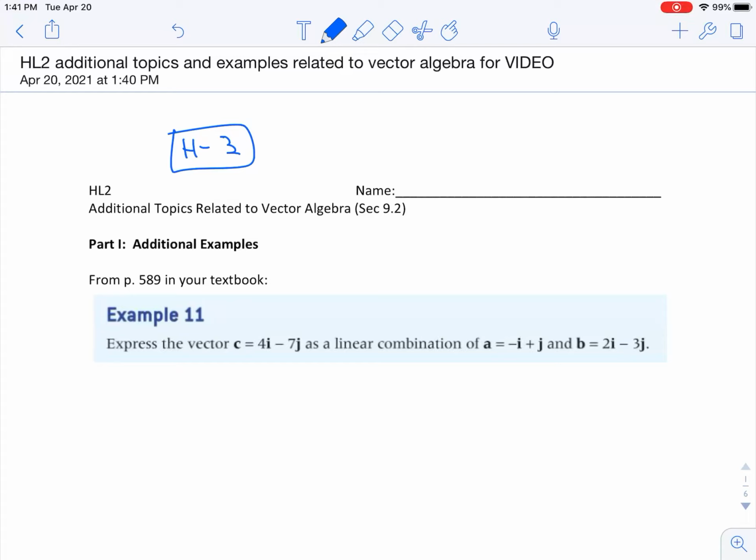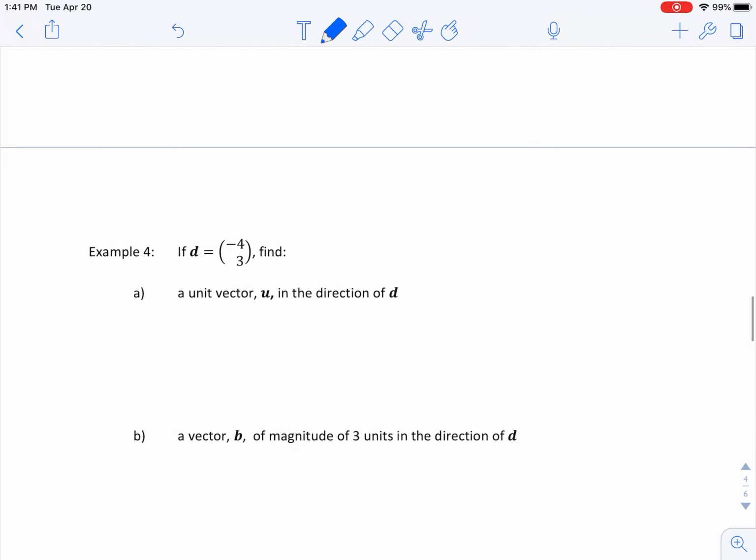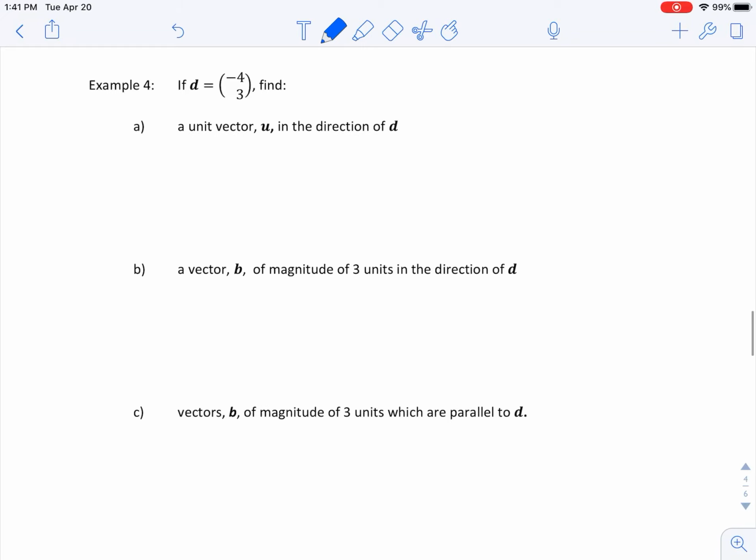Hello, HL2 students. So in period 3 today, we did not get to the very last example, or we started it and we didn't finish it. So I'm going to do a video over that very last example on this sheet. So this is H3, which is the additional topics related to vector algebra. So we're going all the way to here, to example 4.